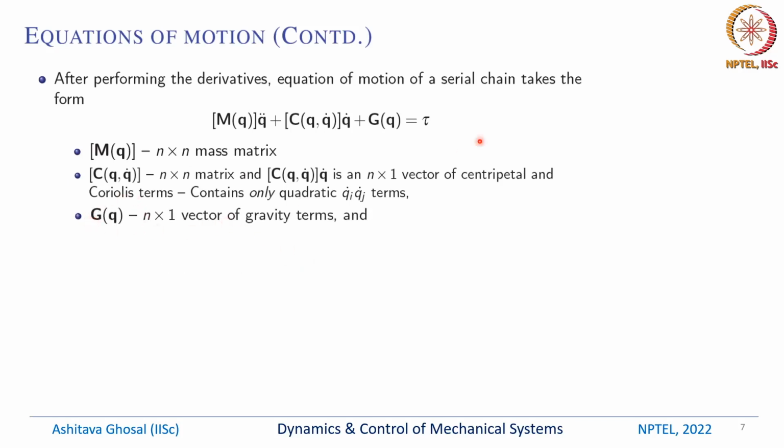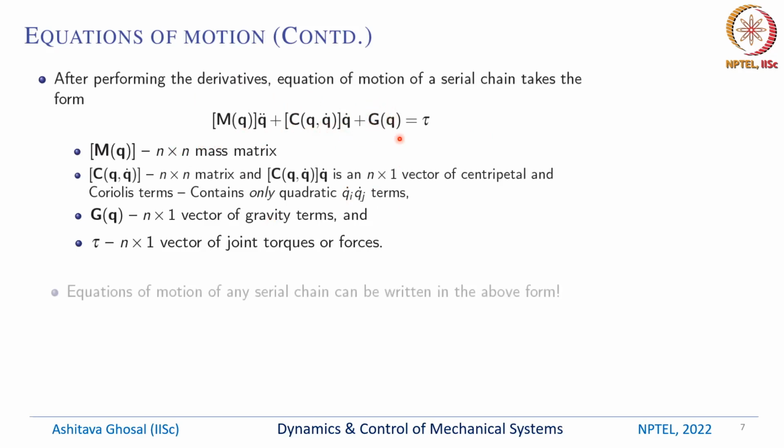This term G(q) is what is called the gravity term. This is only a function of the position of each link. It is not a function of the derivatives of the generalized coordinates. The equation of motion of any serial chain can be written in the above form. This is a very, very important statement. If you give me any serial chain, it can be written in this form: there will be a mass matrix times q double dot, then a Coriolis centripetal term, then a gravity term, and this is equated to the torques acting at the joints.